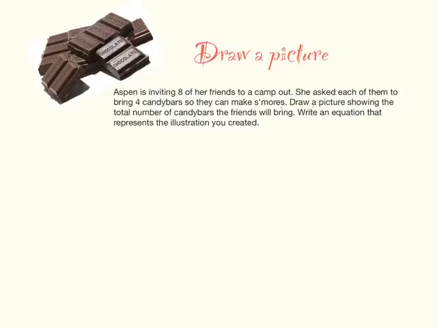So it says Aspen is inviting 8 of her friends to a camp out. She asked each of them to bring 4 candy bars so they can make s'mores. Draw a picture showing the total number of candy bars the friends will bring and write an equation that represents the illustration you created. So I'm going to start with 8 and 4.